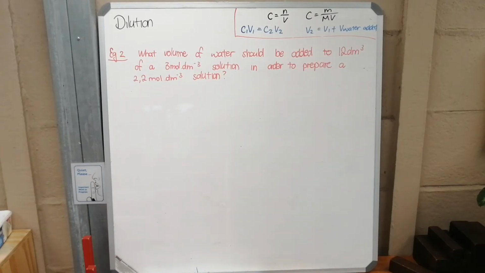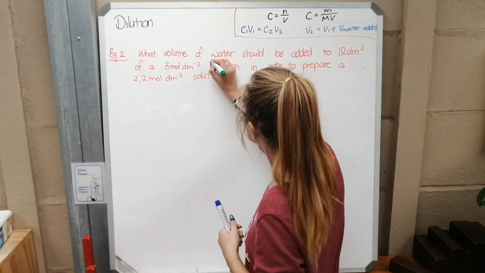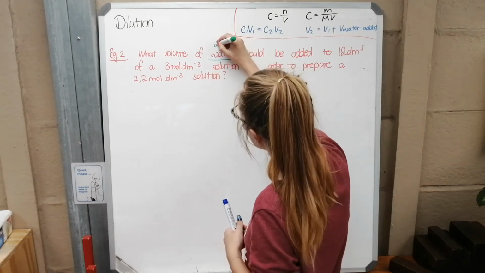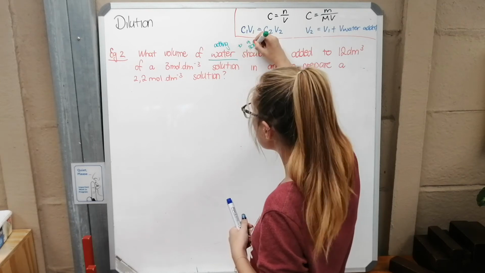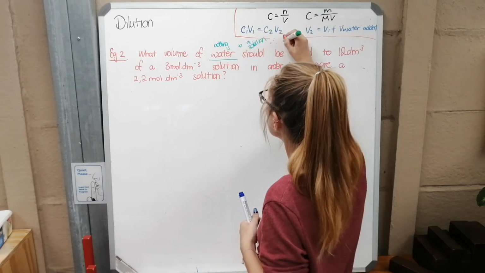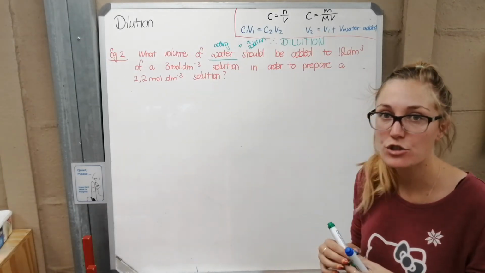So I want to know what volume of water should be added to 12 dm cubed of a 3 mole per dm cubed solution in order to prepare a 2,2 mole per dm cubed solution. Here I've not used the word dilution anywhere, but we are adding water to a solution. That means it's dilution. As soon as you are adding solvent to a solution, it's a dilution question.